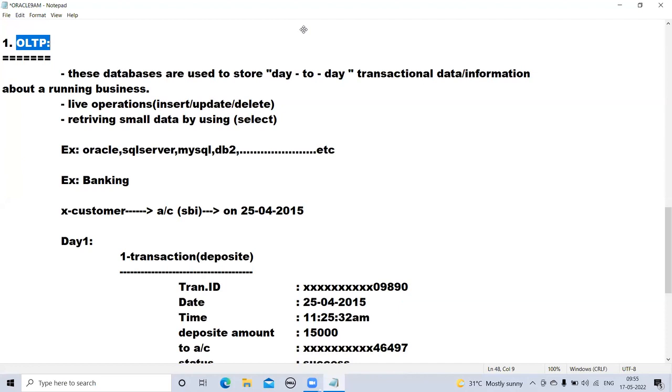OLTP examples: banking websites, or nowadays we are using Amazon, Flipkart, yes or no. Through these websites we are booking and ordering products. So any live transaction which we perform through a website, that live transactional data we are storing under OLTP databases. This is OLTP, day-to-day transactions we are storing.